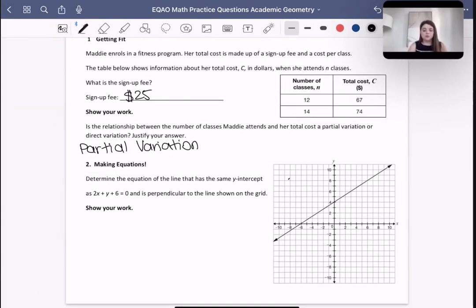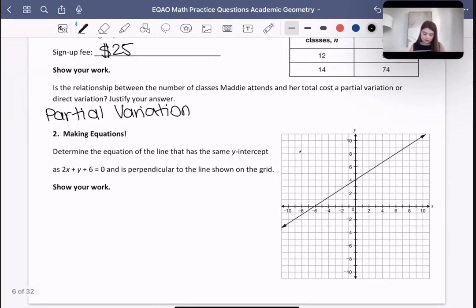Let's do one more. It says number 2, making equations. Determine the equation of a line that has the same y-intercept as 2x plus y plus 6 equals 0 and is perpendicular to the line shown on the grid. Show your work. Okay. So we want to determine the equation with the same y-intercept as this one is the first part. So I'm going to ignore the second part for now and let's just figure out the first part. Okay? So to do that, I need to first find out what is the y-intercept here, right? I've got to do that first.